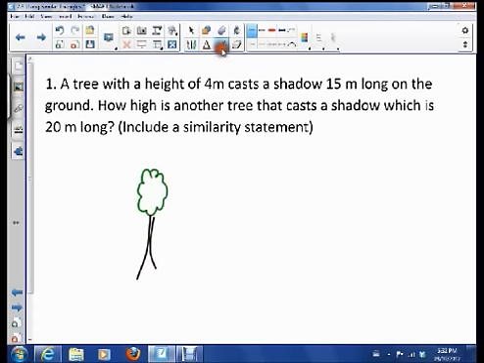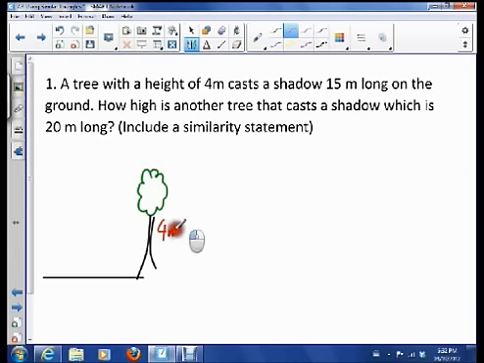Then this tree casts a shadow and we know the measurements. So this tree is 4 meters high, right? It's pretty easy to measure a 4-meter tall tree. And it casts a shadow of 15 meters, right? 15 meters is easy to measure because it's on the ground. So the shadow is easy to measure.